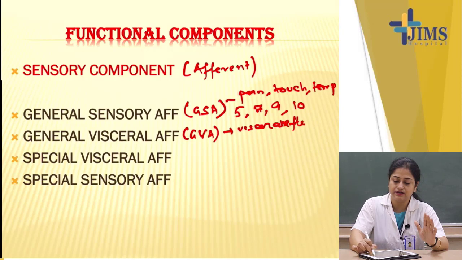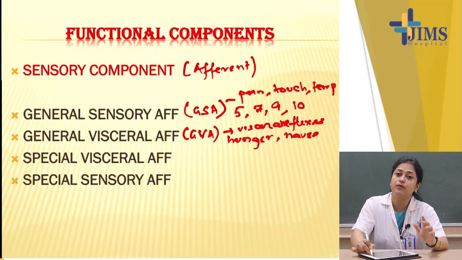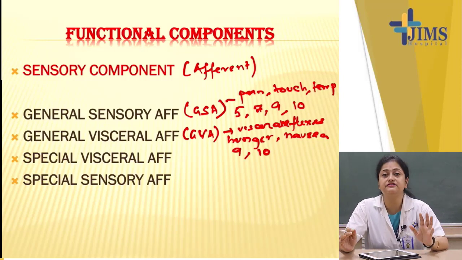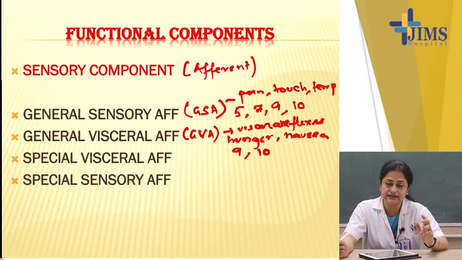Okay? So it is concerned with the visceral reflexes: hunger, nausea, Hering-Breuer reflex, carotid body, aortic body. This is mainly 2 nerves that will carry these fibers. One is the glossopharyngeal, that is the 9th nerve, and the vagus nerve, that is the 10th nerve.